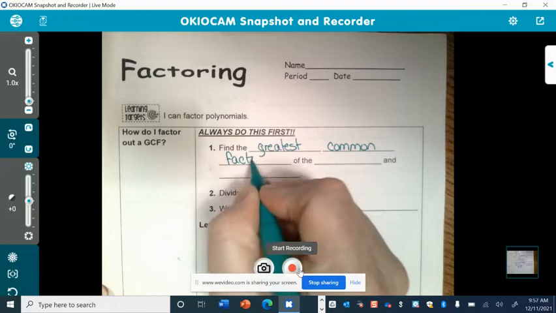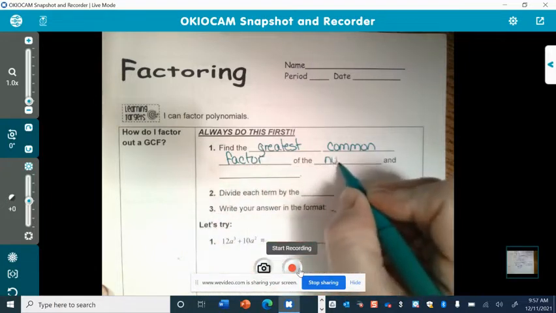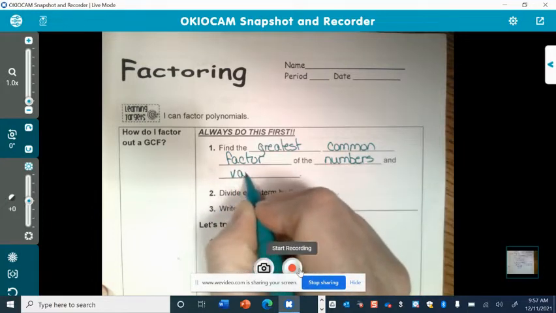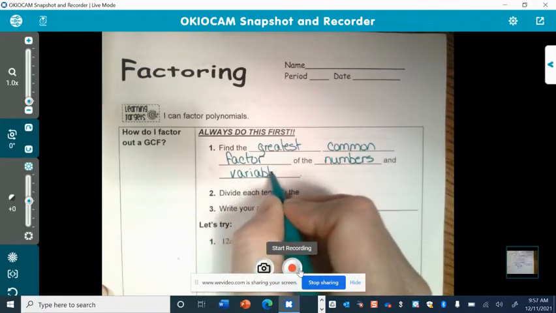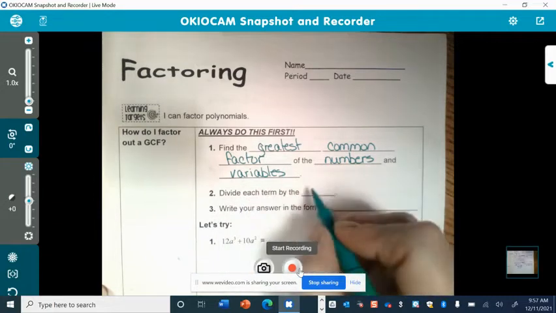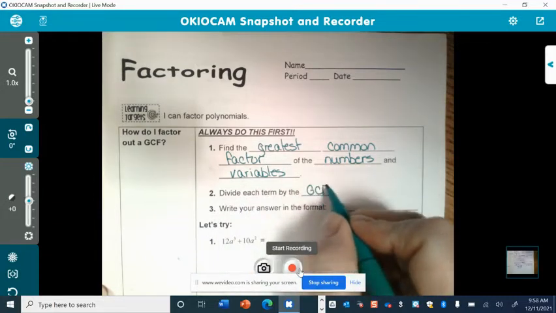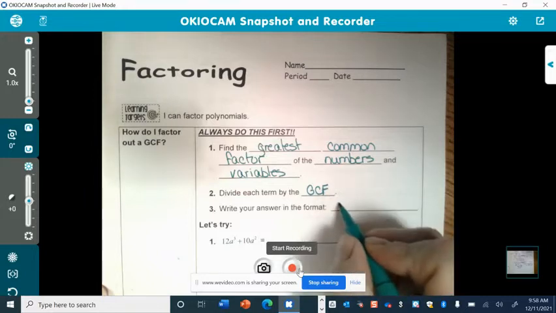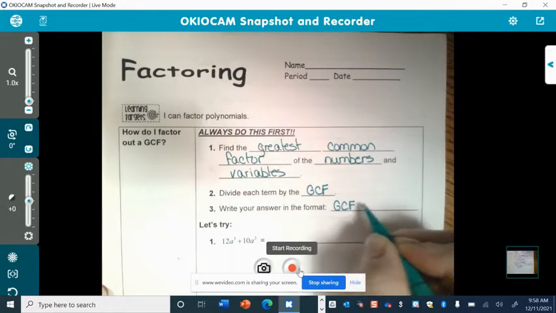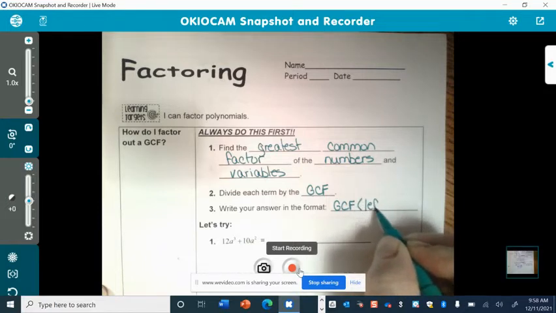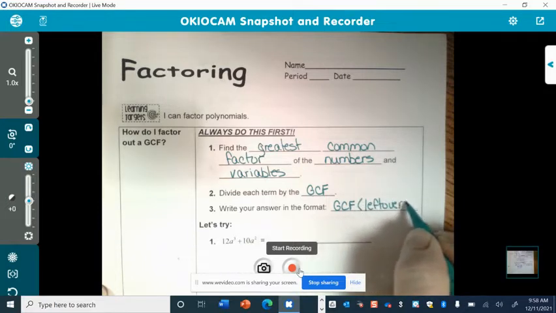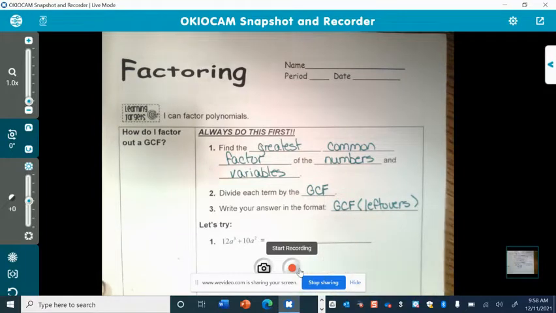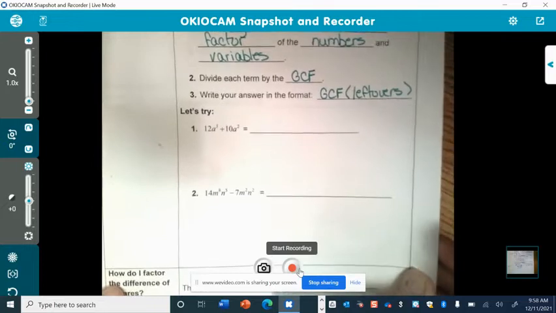Make sure you are looking at both the numbers and the variables. You're then going to divide every term in your expression by the greatest common factor. And you're going to write your answer in the format of the greatest common factor first, the leftovers in the parentheses. Okay, it's really bad to try to write a greatest common factor at the end of an expression.